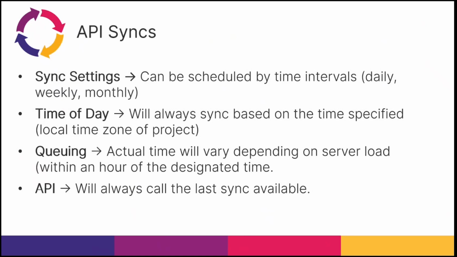And the last point is, as I already mentioned, the API is only going to reference the last available data. So this is tricky. If you set it to sync once a month on the 1st of the month, and it is the 25th, that means what you're seeing is 25 days old.